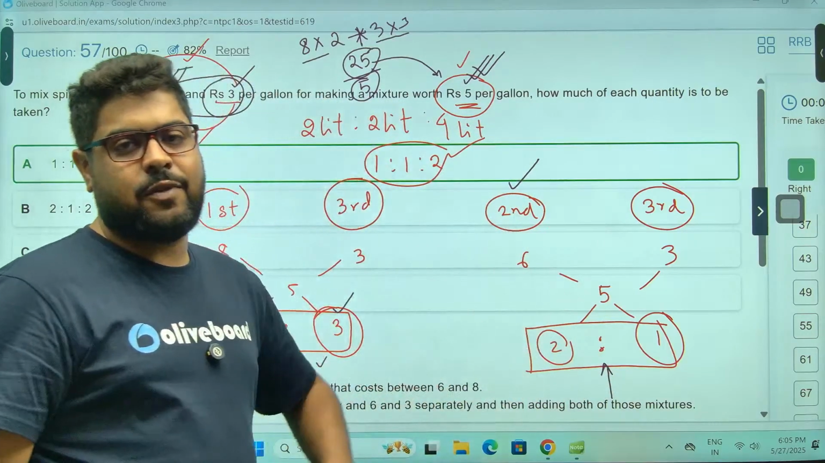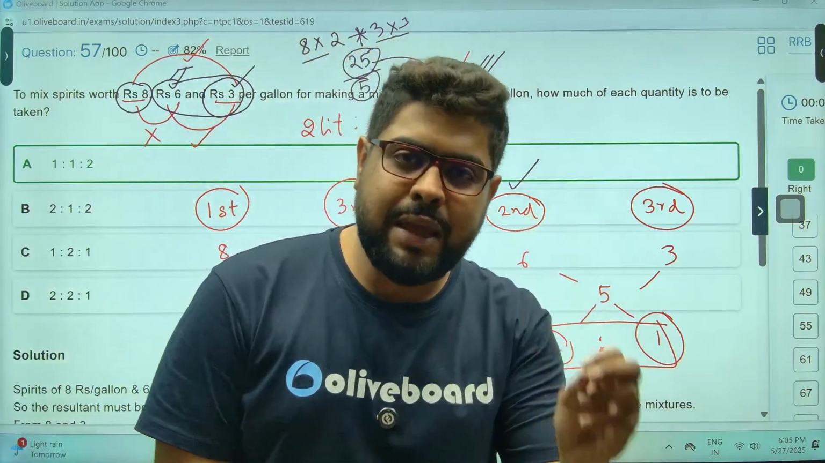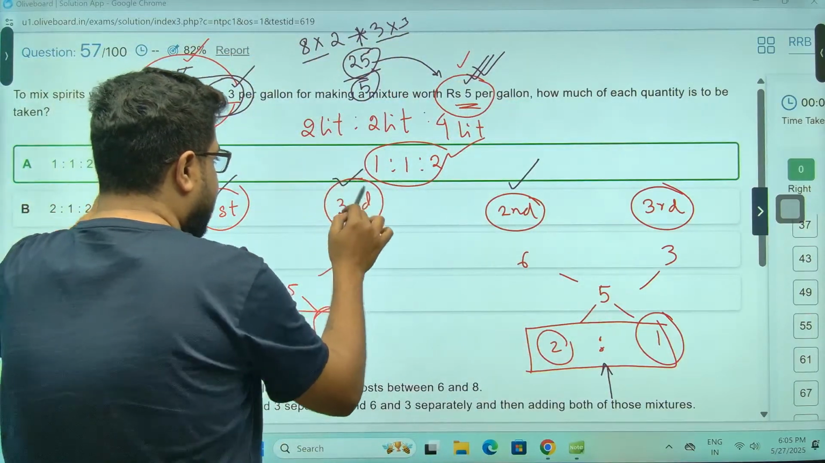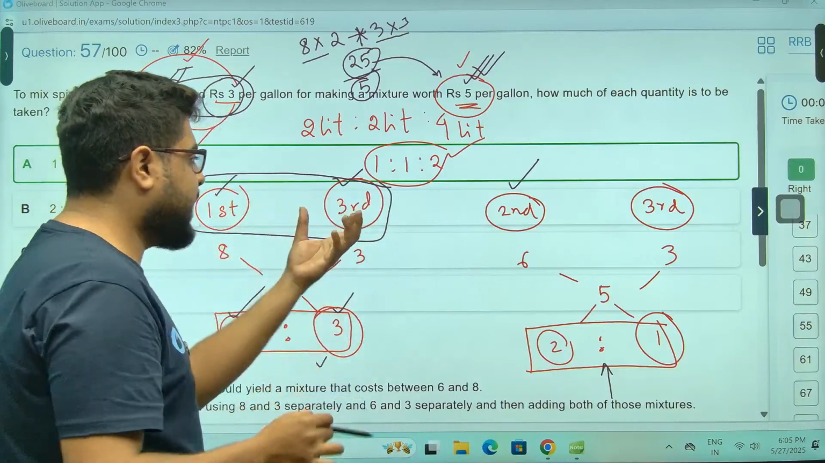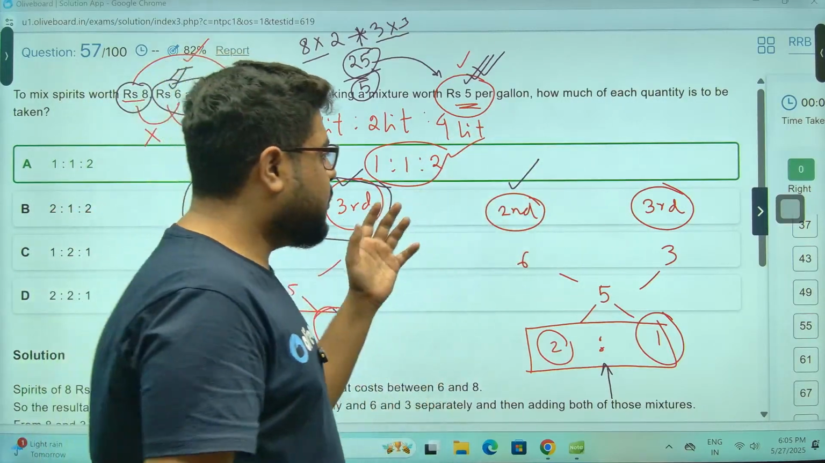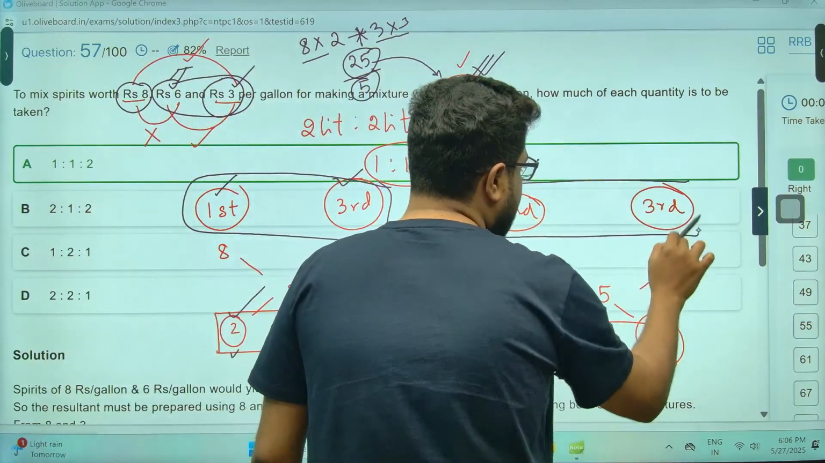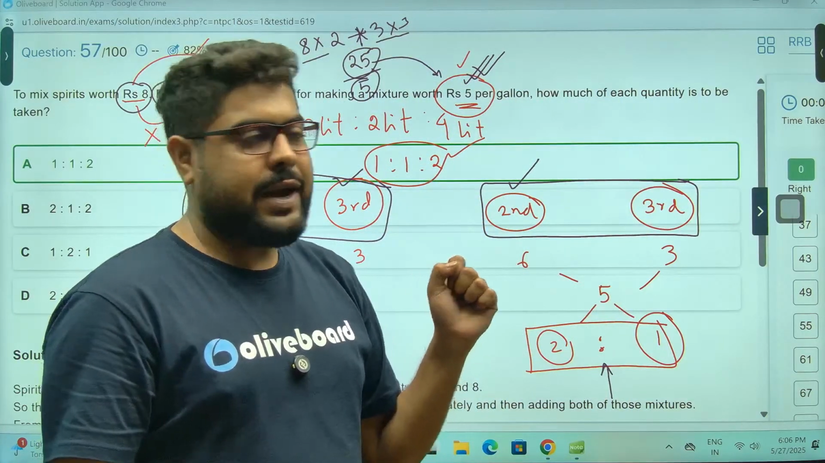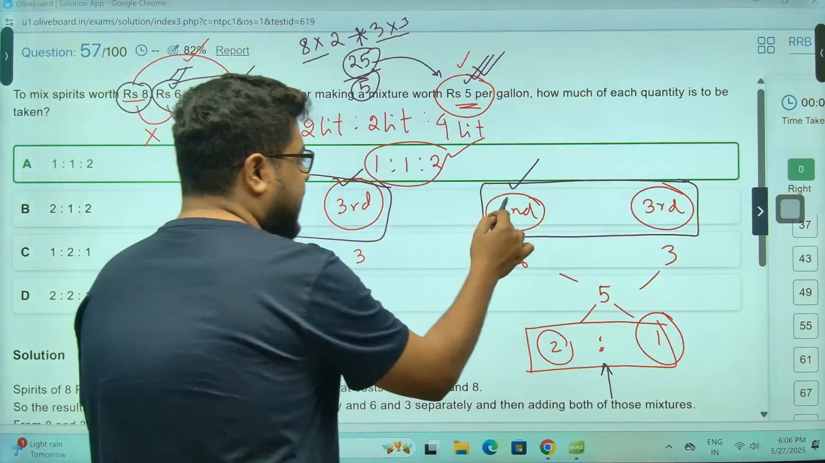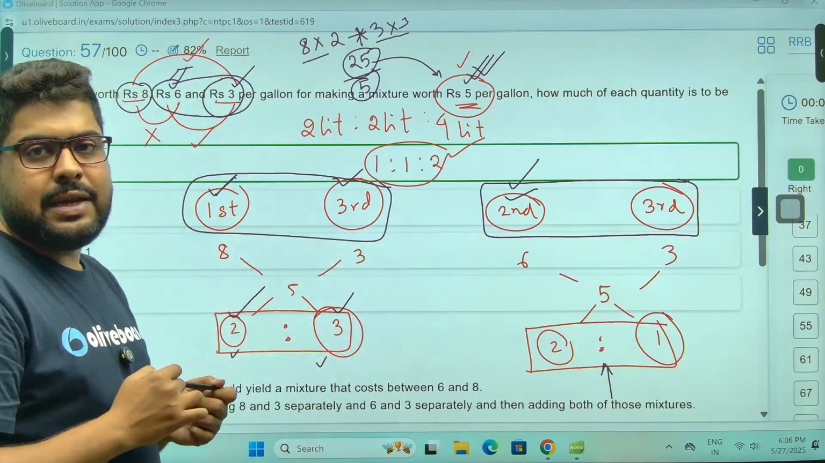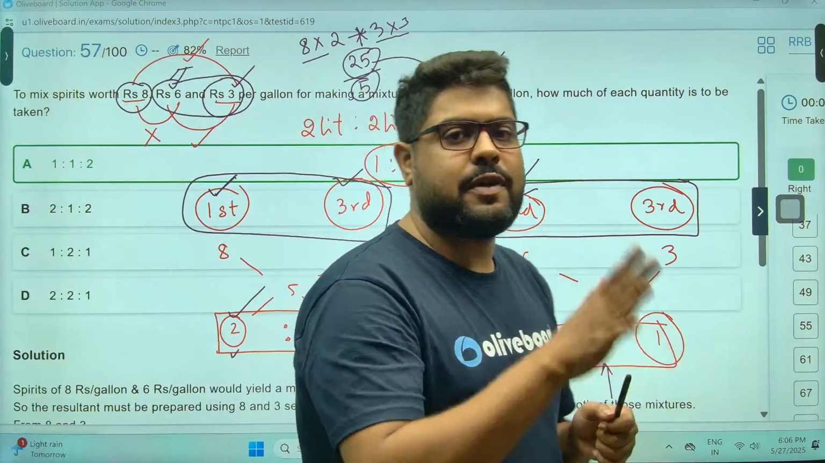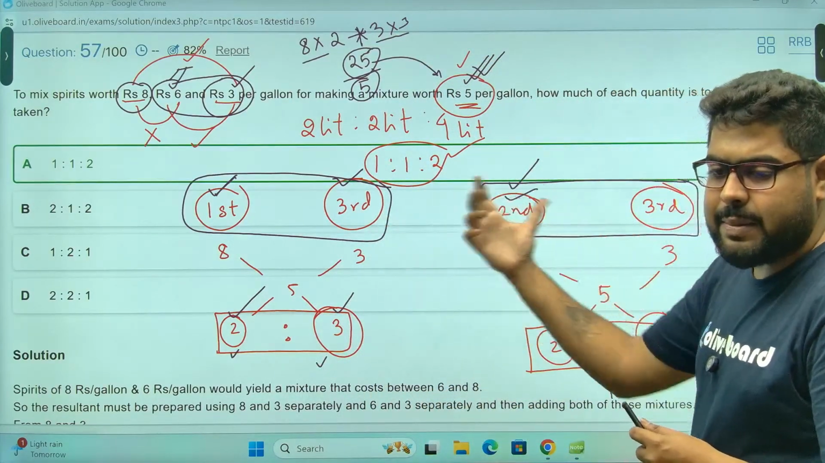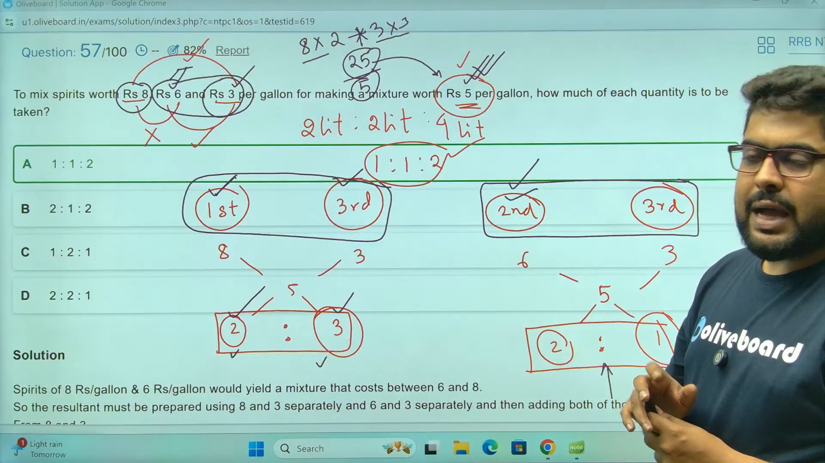For that only I have done the other alligation. Meaning, from the third container, I am picking twice. Once when I kept first and third, when alligating these two, I picked something from the third container. And while alligating the last two, I again picked something from the third container. Whereas from the first and the second container, I have picked materials only once. But from the third container, I have picked the materials twice.